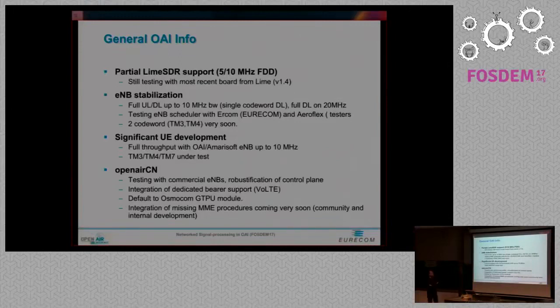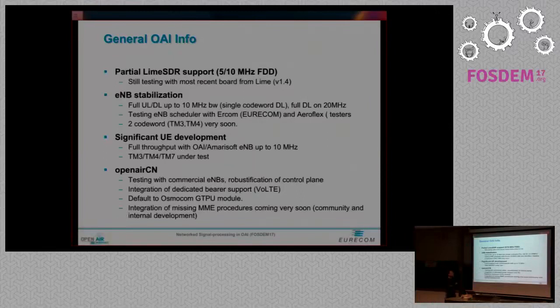Another thing interesting for some people here, there's been a lot of development on the terminal side. Today Open Air Interface will run on the terminals at full throughput up to 10 megahertz bandwidth. So it's 35 megabit per second downlink. And we're testing the MIMO modes now as well.